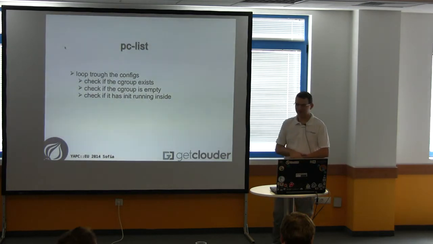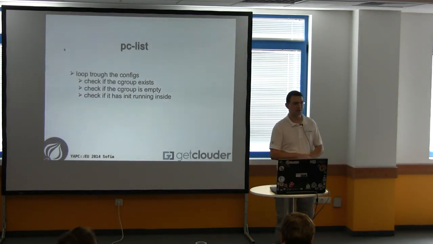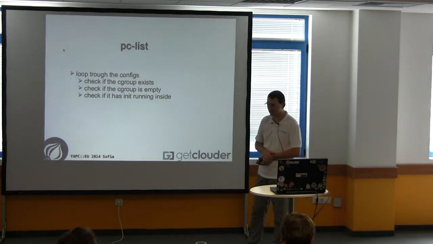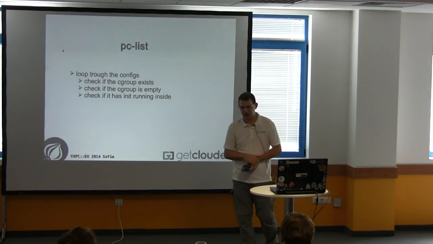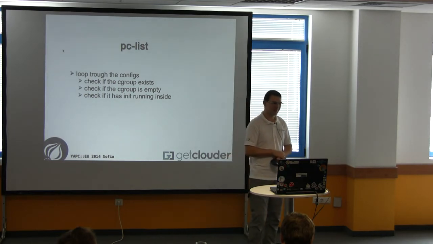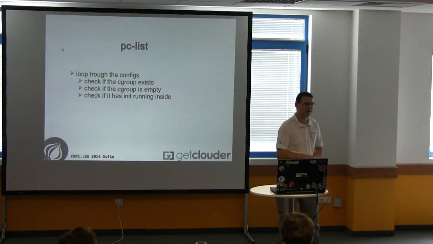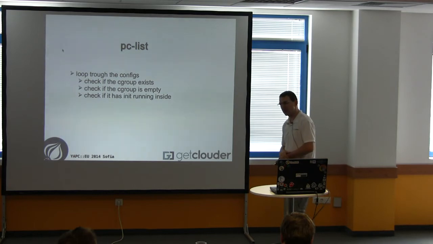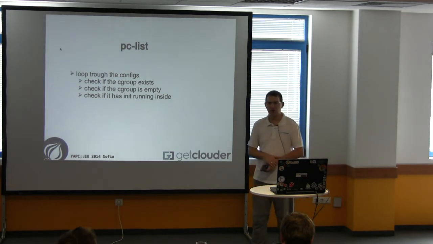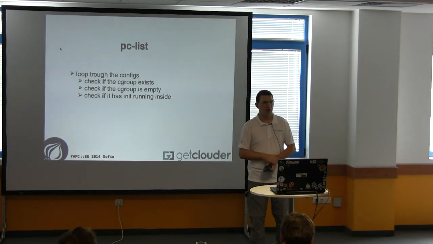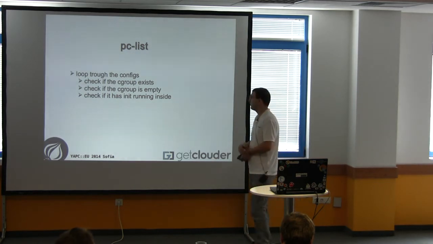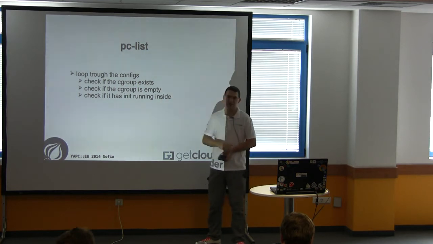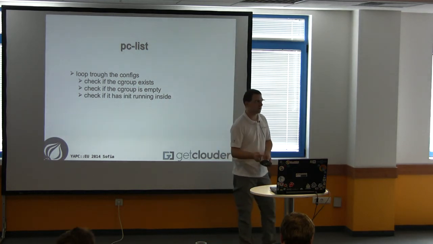The other one is lxc list, where you want to list all of your containers. The current LXC implementation for listing containers requires a lot of CPU to actually work. So I decided that I'll have one simple assumption. If a container has a configuration file and also has a control group, it should be running if it has processes inside it and it has init. And I'll check only these things.